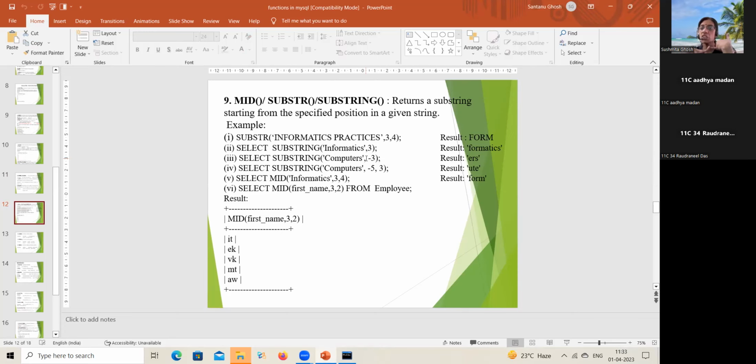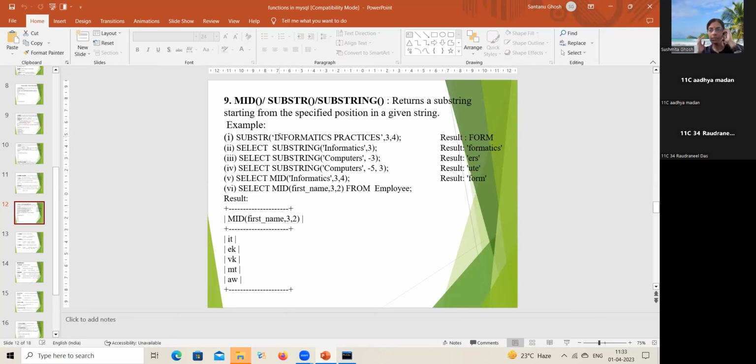Whether I write substring or I write SUBSTR or I write mid, they all mean the same. ये सिर्फ backward compatibility देने के लिए है. Some version of SQL used mid, some version used substring. So all work actually. Okay? Let us try this out. Let's see the examples which are given here, then we'll do some more.